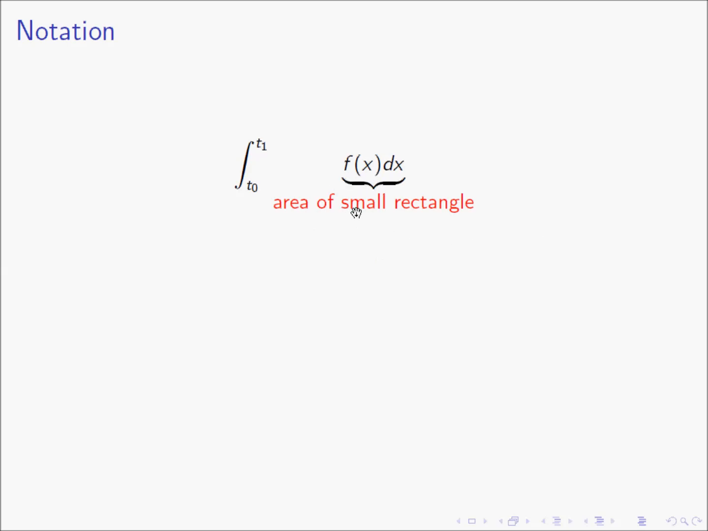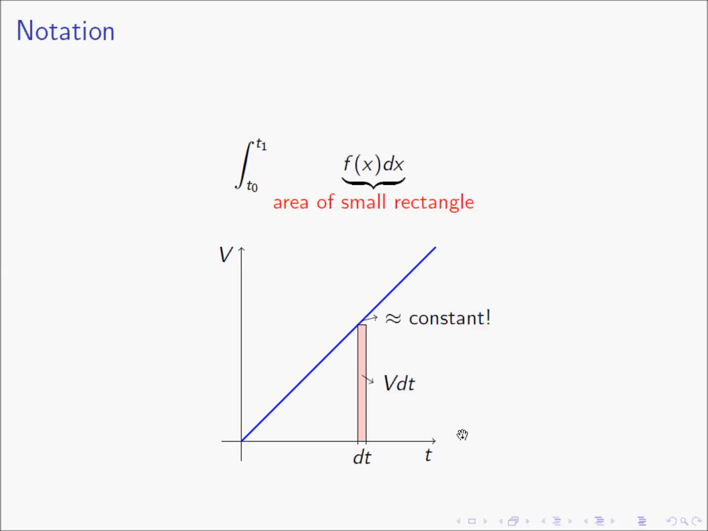And f of x dx is the area of each small rectangle. This comes from what we saw before in this graph, that v dt, where v is our function f, gives us the area of the rectangle. So this notation only tells us that we are taking the sum of infinitely small rectangles like this, from t sub 0 to t sub 1, and this is what this notation means. So you don't have to be scared of this notation. It is only notation for a sum.